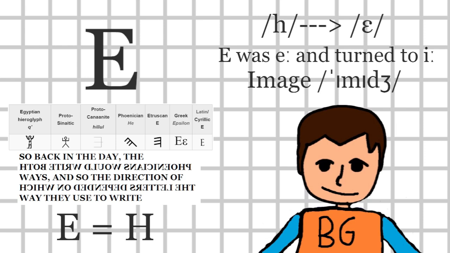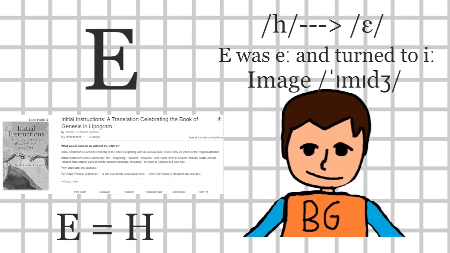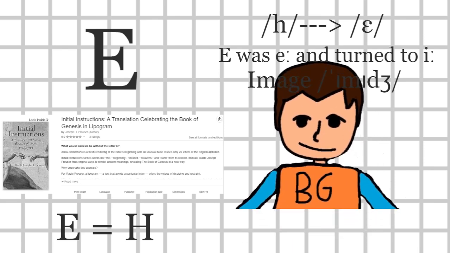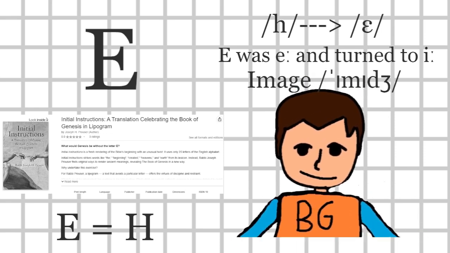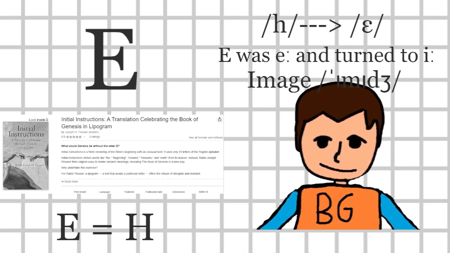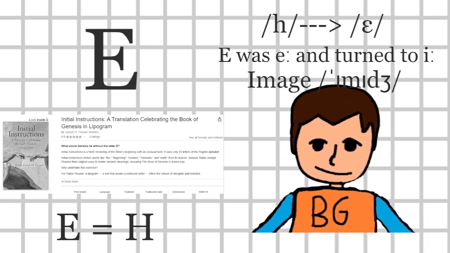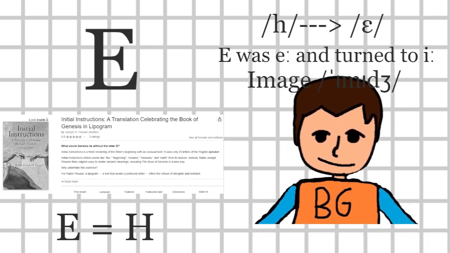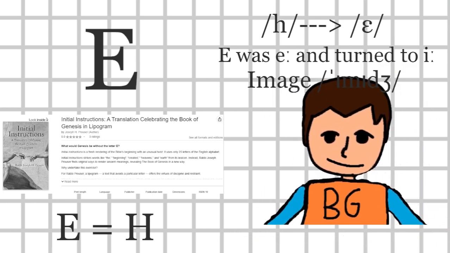I found this book here, one sec, where the author made the book of Genesis without using the letter E, which is extremely impressive when you think about it, because words like heaven, hell, created, earth, all of those words use the letter E, including "the".